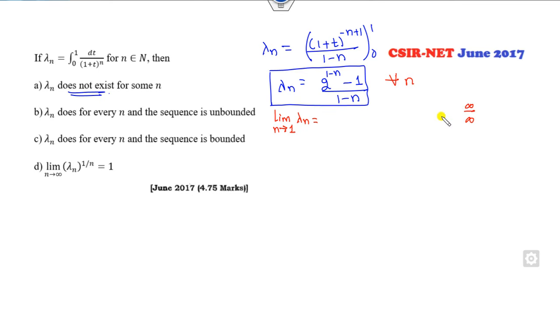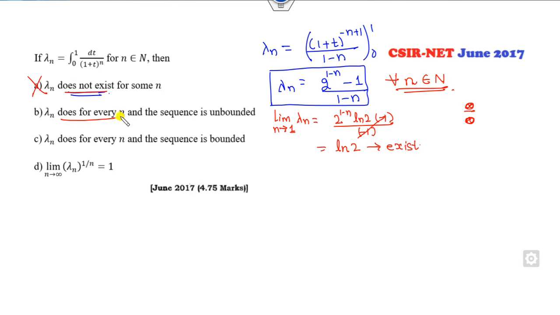It's a 0 over 0 form. 2 raised to power 0 is 1, minus 1 over 0, so 0 by 0. So I can apply L'Hopital's rule. It is ln 2 minus 1 divided by minus 1. So this option is cancelled. As n approaches 1, it will be 2, which exists. Therefore this exists for all n in the natural numbers. So the option that it does not exist is cancelled out.